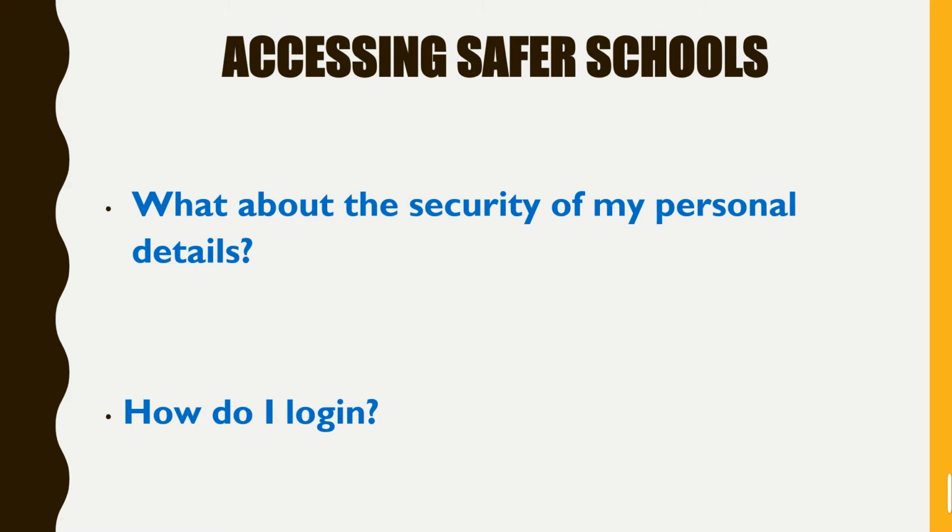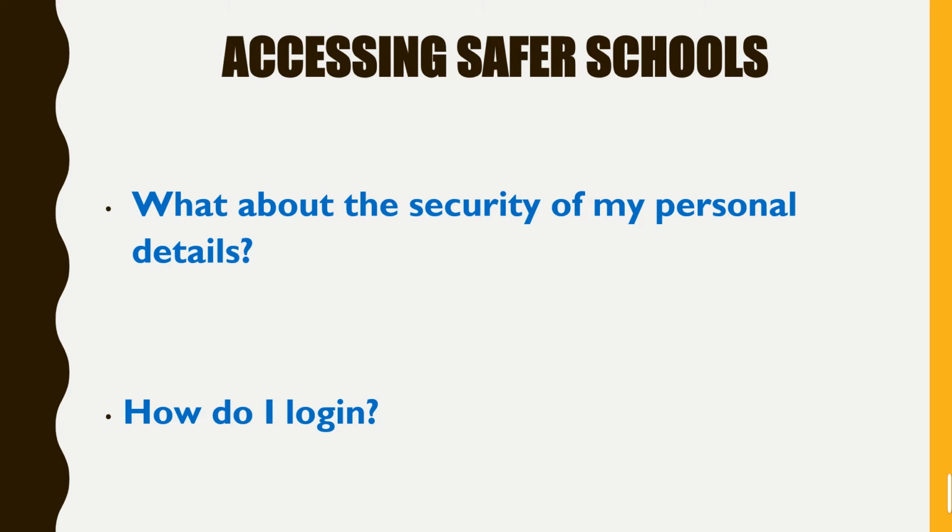Okay, so first of all, once you access the Safer Schools app, you might have that question about the security of your own personal details. That's not something that you need to worry about. There are no personal details that go into the app other than if you complete some training on there, if you want the certificate that goes along with it, you can type in your full name. But other than that, you don't put any details in there, so there's no worries about your personal details.